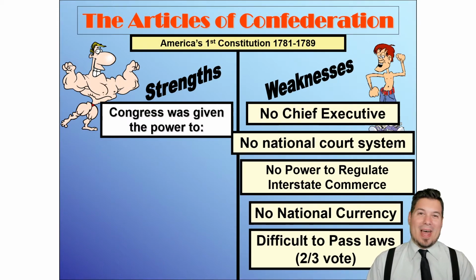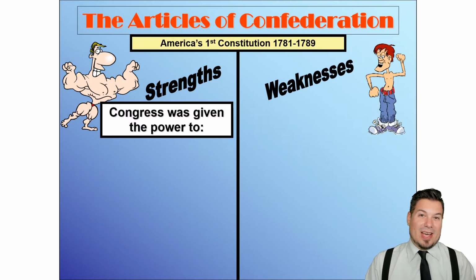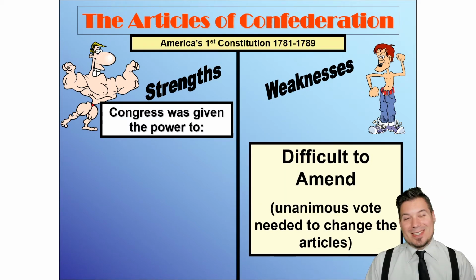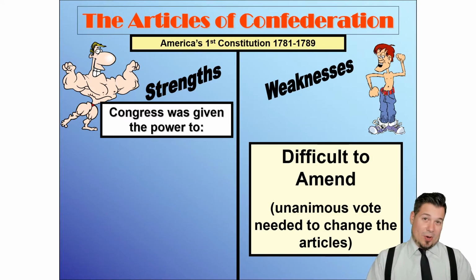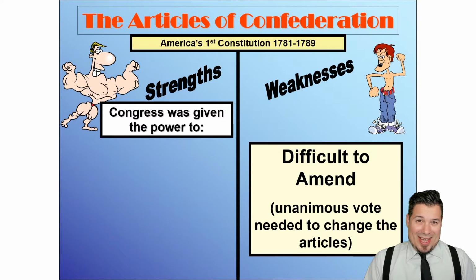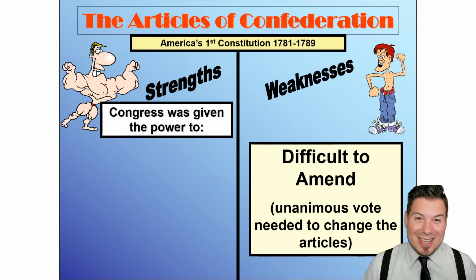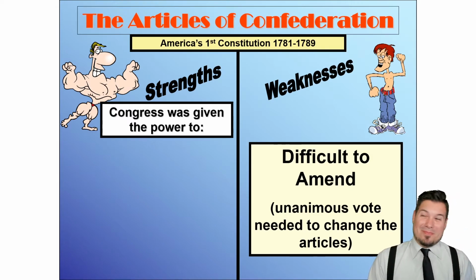And of course, it was very difficult to pass laws. They needed 2/3 of the vote to actually pass a law. But here's where it gets really, I would say, the worst part of the Articles of Confederation. And that's the fact, as crazy as this sounds, you would need a unanimous vote in order to change the Articles. That means everybody would have to agree to an amendment in order to get it passed. It's hard enough to get 2 people to agree on something, not to mention 13 different states. And not to mention that if we had that still in effect today, that'd be 50 states. Every state would have to agree.